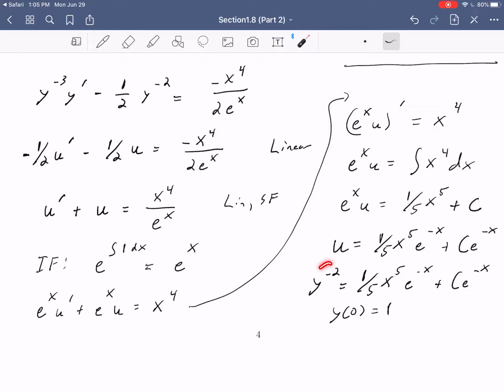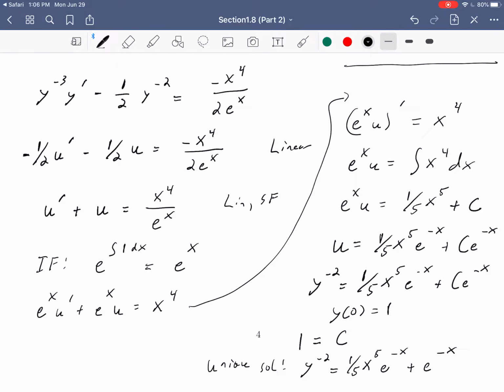If we plug that in over here, we're going to get 1 to the minus 2, which of course is just still 1. So we get 1 equals. If we plug in 0 here, that term's going to drop out, and this is just going to become a c. So we get 1 equals c. So our unique solution is y to the minus 2 equals 1/5 x to the 5th e to the negative x plus e to the negative x. So there's our unique solution to that IVP.